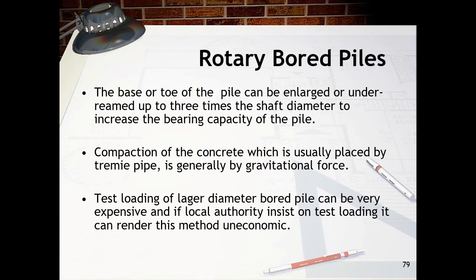The base or toe of the pile can be enlarged or underreamed up to 3 times the shaft diameter to increase the bearing capacity of the pile. Compaction of the concrete, which is usually placed by tremie pipes, is generally by gravitational force. Jadi kita tak guna any air pressure, jadi dia just masuk pakai gravitational force.